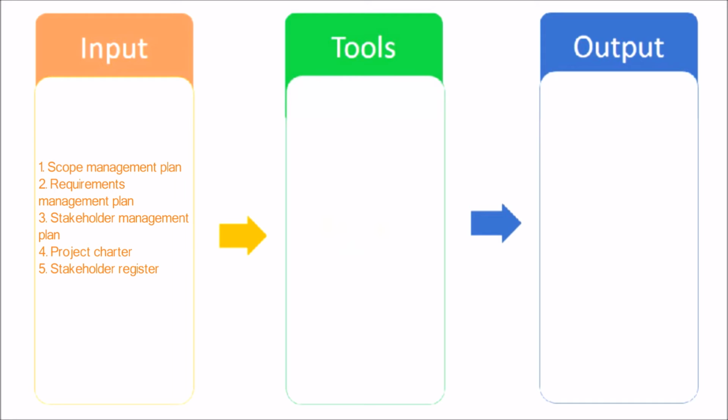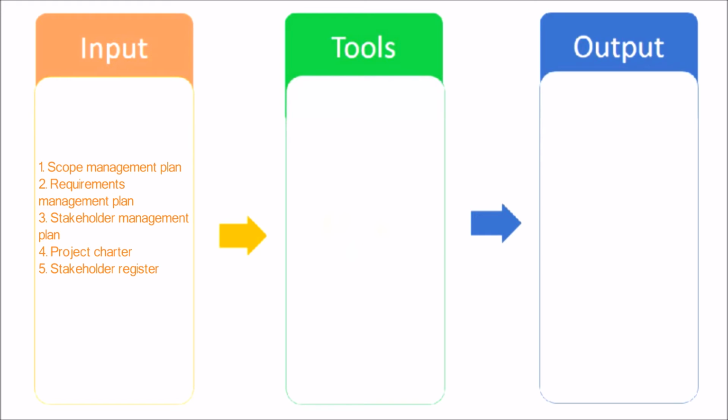The Requirements Management Plan provides the processes that will be used throughout the collect requirements process to define and document the stakeholder needs. Stakeholder Management Plan. The Stakeholder Management Plan is used to understand stakeholder communication requirements and the level of stakeholder engagement in order to assess and adapt to the level of stakeholder participation in requirements activities.